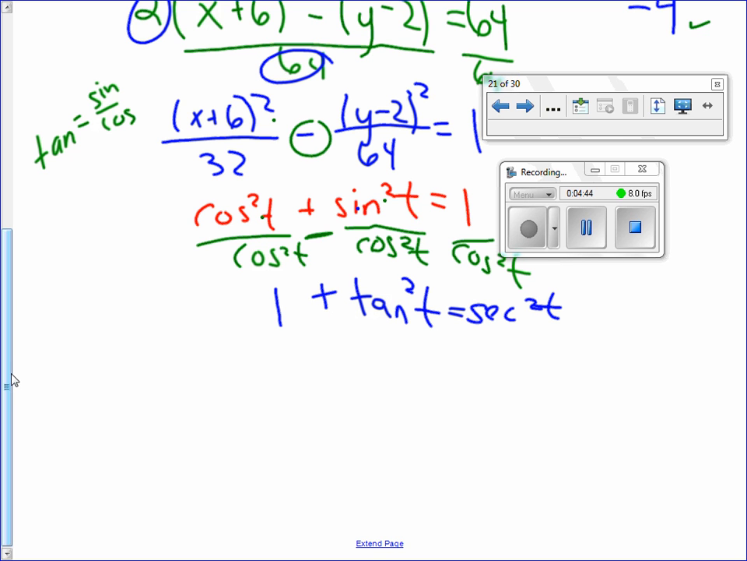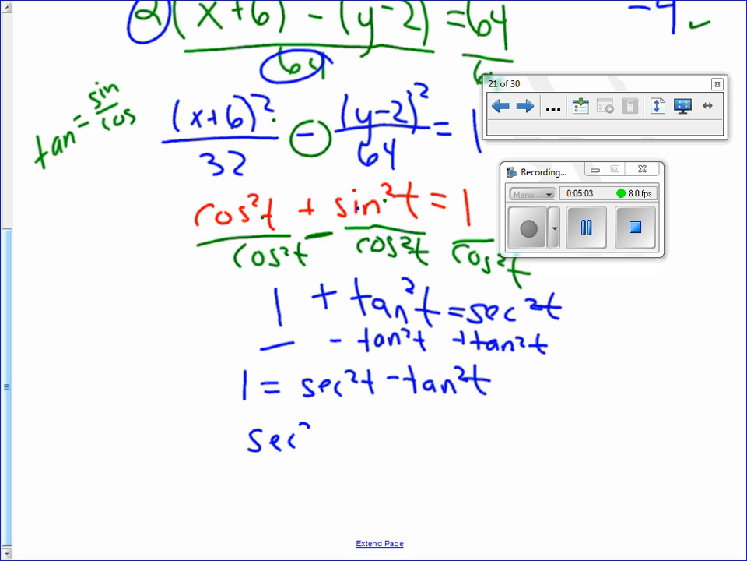All conics equal 1, so let's get rid of this plus tangent squared by subtracting it. And we get that 1 equals secant squared t minus tan squared t. And I'm just going to rewrite it so that the 1 is on the right side like we're used to seeing.